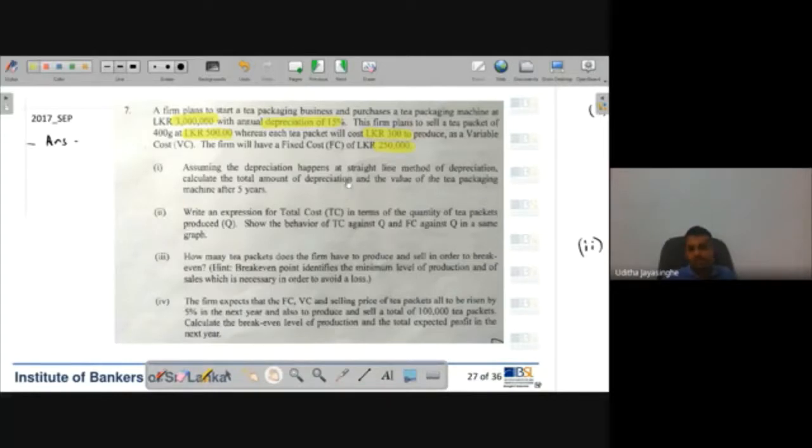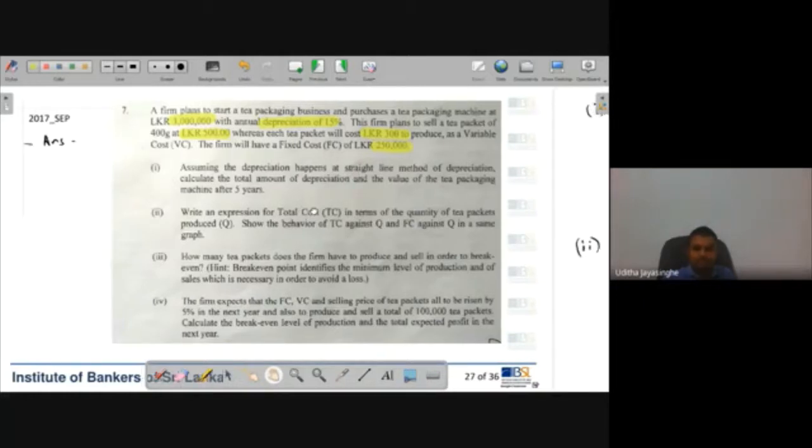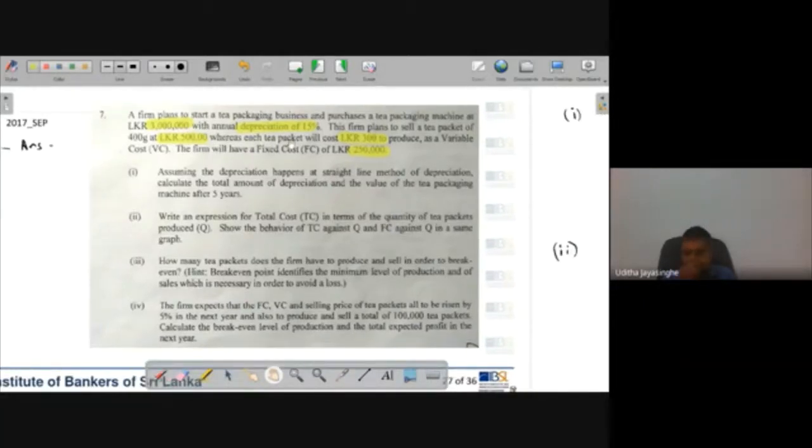Assuming the depreciation happens at straight line method of depreciation. Nice. So this is, see, although the percentage is affiliated with the question, depreciation percentage, what is the question going to suggest to you? You have to take the straight line method as a depreciation. So how can you do that? But still it's the same thing.